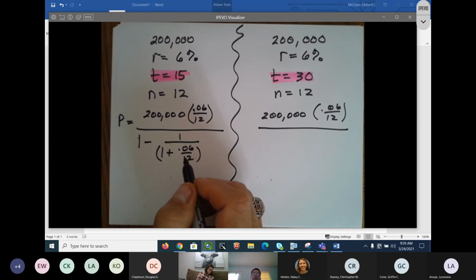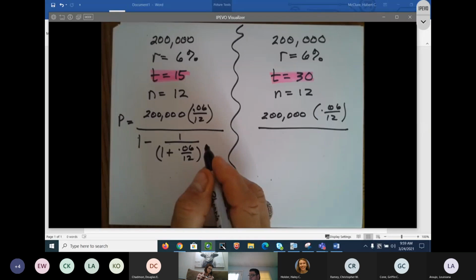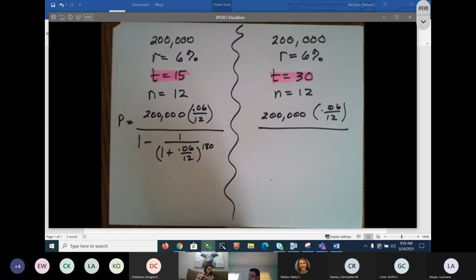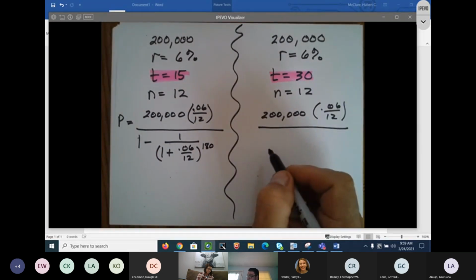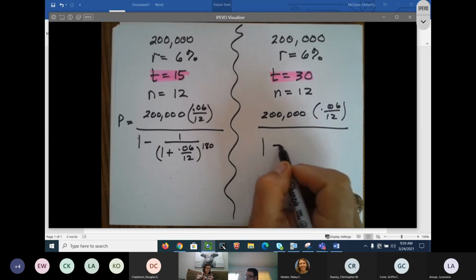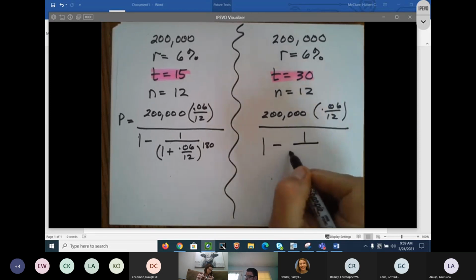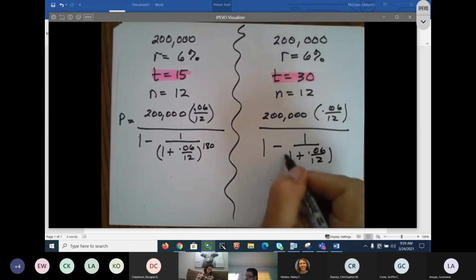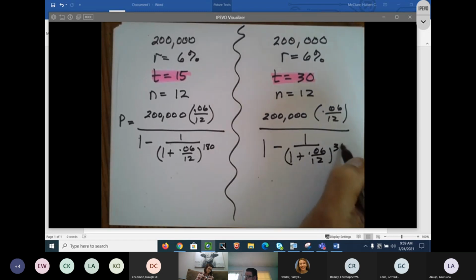Somebody multiply 12 times 15 for me. Is that 180? I think it is. Somebody check me. Yep. And then, of course, 12 times 30 is 360, I think. So that's going to be 1 minus 1 over 1 plus 0.06 over 12 raised to the 360 power.